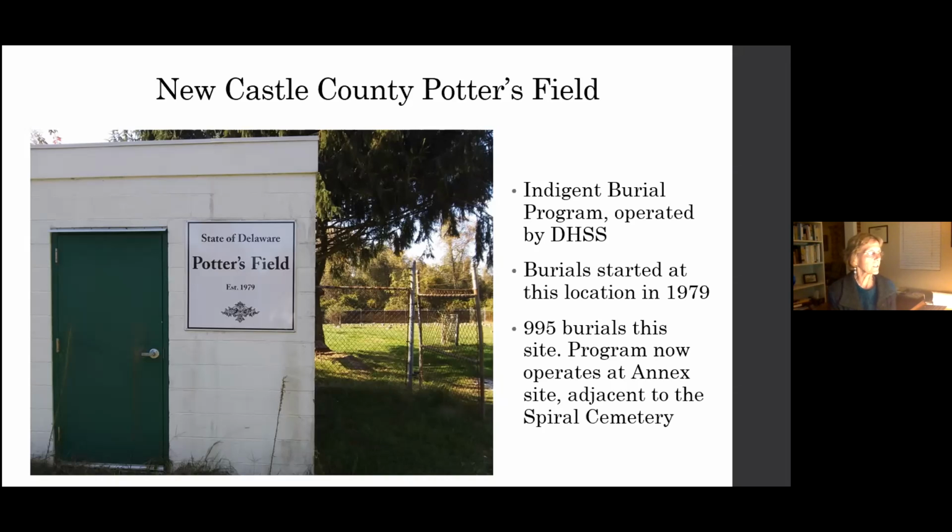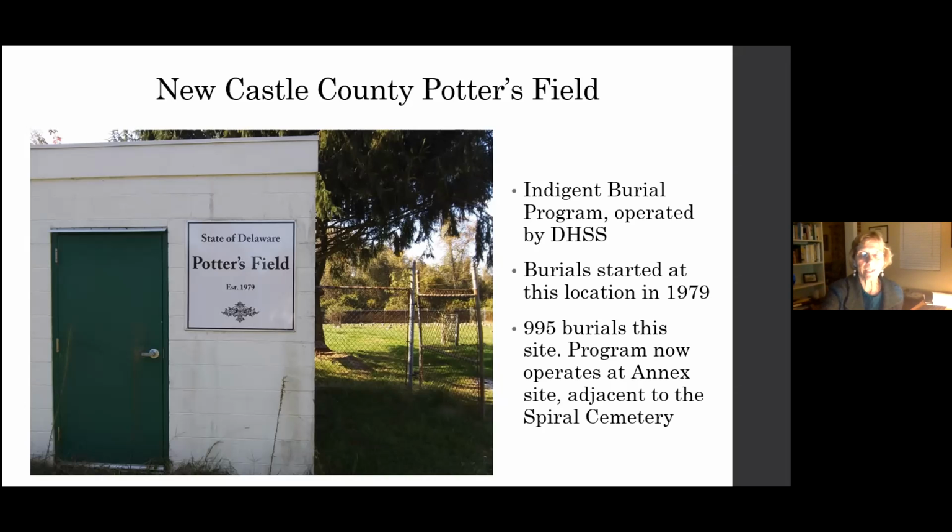And at this particular location, the burial started in 1979, and you can see there's a little shed there, and that is behind the Herman Holloway campus. Well, it's on the Herman Holloway campus, but it's behind the main set of buildings. And if you've ever gone along the Markell Trail, you can see this along the Markell Trail. I'll talk a little bit more about it.